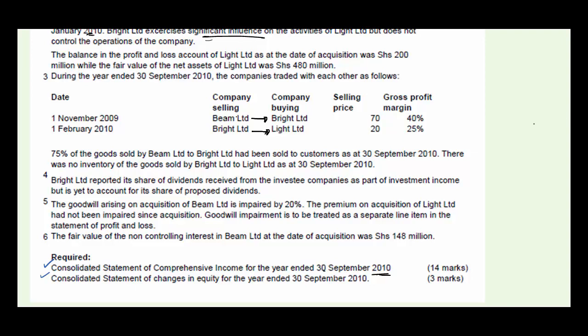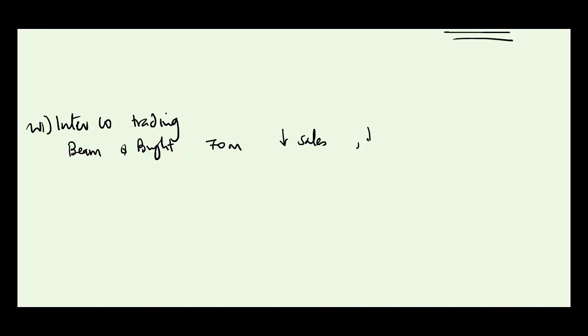So some of these are very straightforward. Let's just adjust them as we are. So Beam and Bright are members of the same group. So the intercompany trading must be factored in. So the intercompany trading was 70. So we have to eliminate 70 from both sales and cost of sales. So intercompany trading, Beam and Bright, 70 million, reduce sales, reduce cost of sales by that 70 million. So this is working too, yeah.